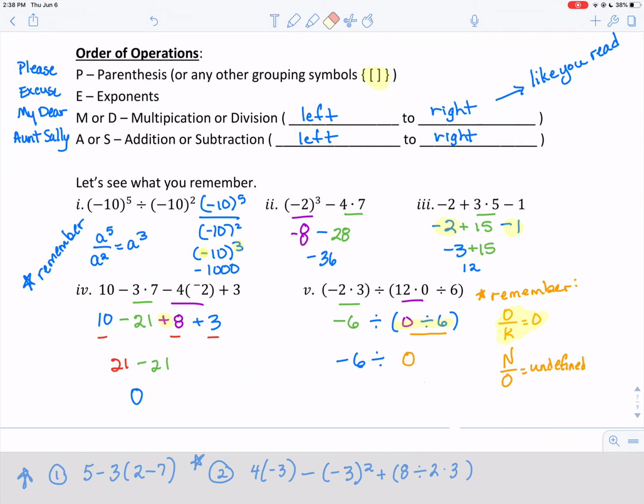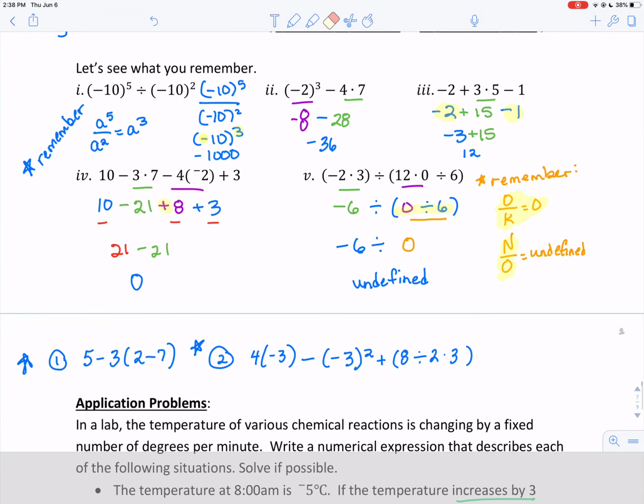And then finally, we have negative 6 divided by 0, which would be this one. So that means our answer is going to be undefined. I would like for you to do those 2 problems and turn them into class.